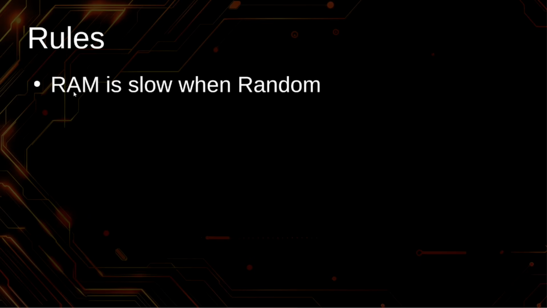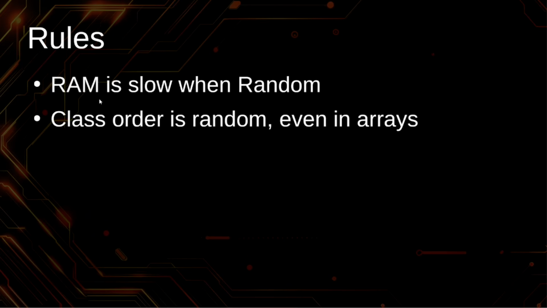So I want you to realize that RAM is slow when it's random. However, what's the R mean in RAM? Random. Random access memory. RAM is slow when you start to access it out of order, but there are mechanisms on the computer that will allow you to do it faster. Class order is random. When you instantiate a class, even if you're instantiating a bunch of them into an array, all you're getting there is pointers to the actual class object that sits somewhere else in memory that you don't get to control. That means that it's random, which leaves us with slow RAM.